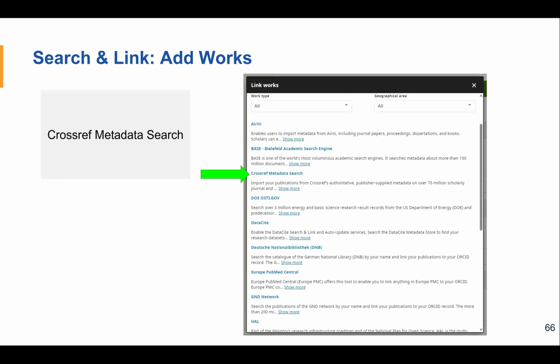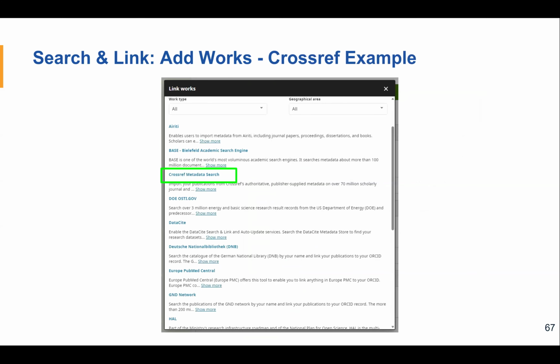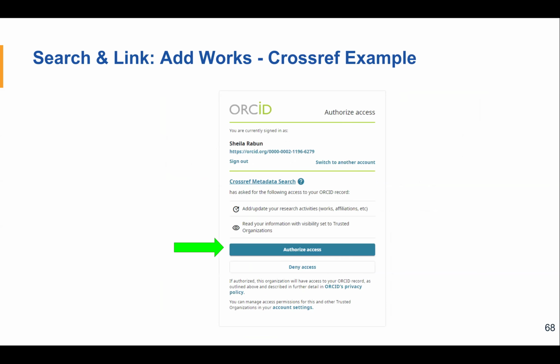If you have any works that have been published in journals, or if you know you have works that have DOIs, which stands for Digital Object Identifier, I recommend using the Crossref metadata search indicated here. All of the search and link wizards basically work the same way, so I will show you how this works using the Crossref metadata search. You will first be asked to authorize Crossref metadata search as a trusted party in your ORCID record, so they can add your work's information to your ORCID record for you.